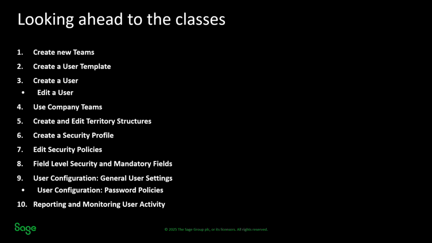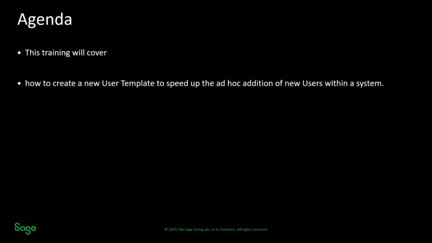So this is one of these early starting courses, and it's all about how to create a new user template to speed up the ad hoc creation of new users within a system. And in fact, it's not just ad hoc. We're going to be looking at user templates in Sage CRM, what they are, why they matter, and how you use them to make user management faster, more consistent, and less error-prone.